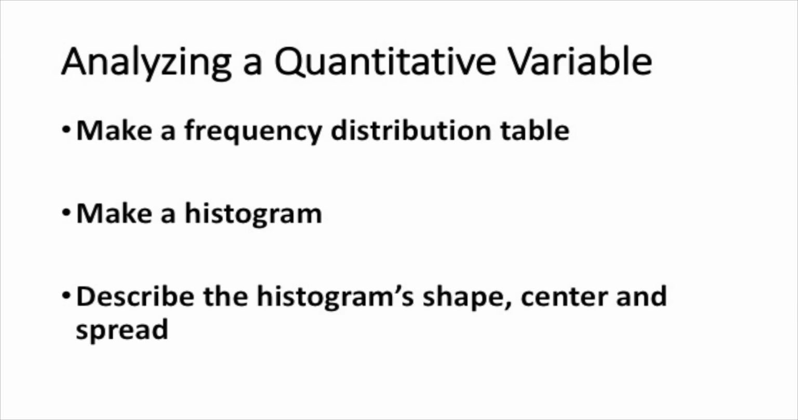The statistics that we're going to talk about are used to analyze a quantitative variable. So when we analyze a quantitative variable, we usually start from a frequency distribution table or a percentage frequency distribution table. Then we make a histogram, which is a good picture to display the variable. And then after we make the histogram, we'll describe its shape, center, and spread. And this is where the statistics come in.